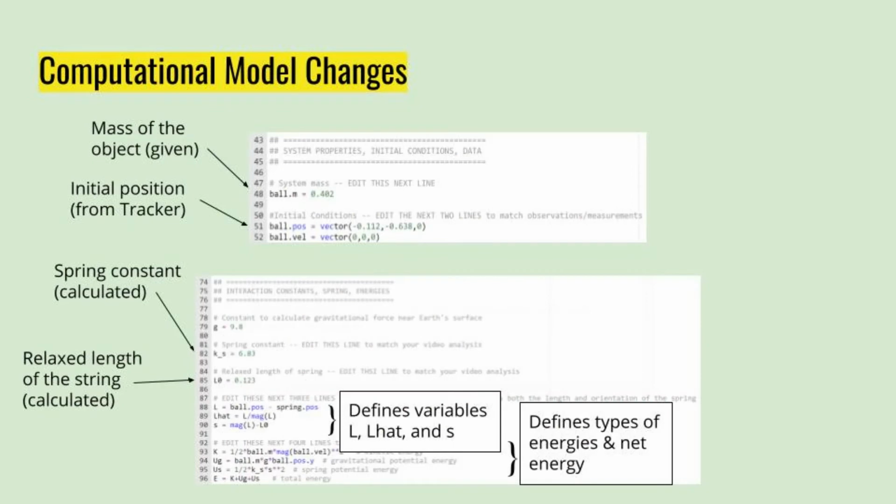To create the predicted model of the object's motion, a GlowScript program was edited with the initial values used in the video. The mass of the object, initial position, and initial velocity that were found using Tracker were inputted as values into the code. The spring constant and L0 that were previously calculated were defined as shown. In addition, the variables L, L hat, and S were set using the spring formula. The values for gravitational, kinetic, and spring potential energy were defined, as well as the formula for the total energy.